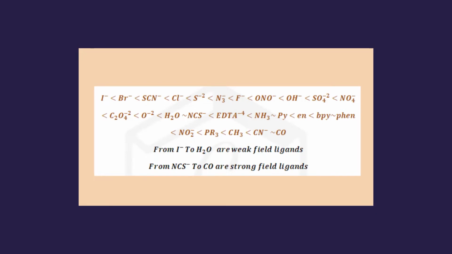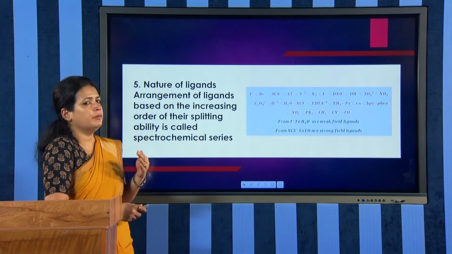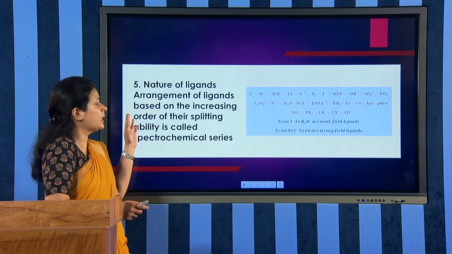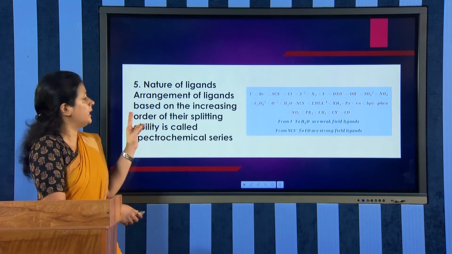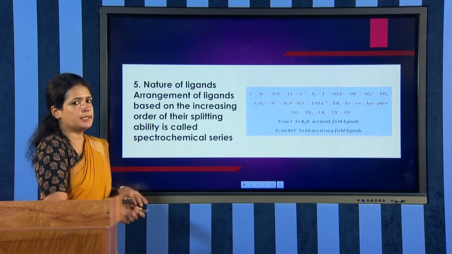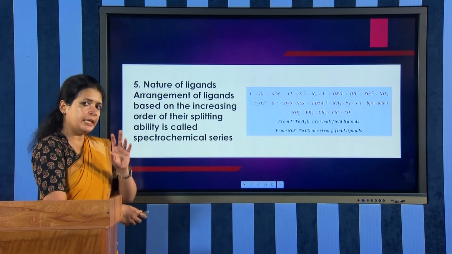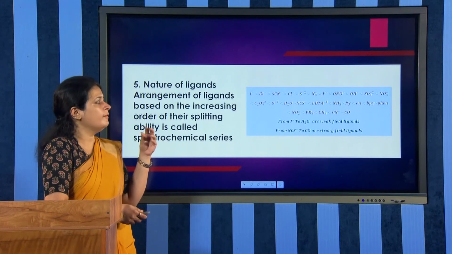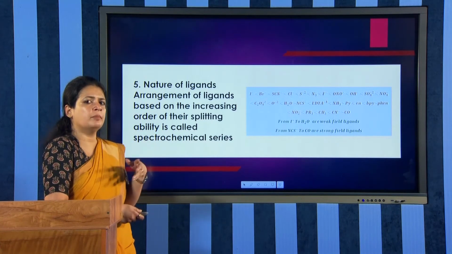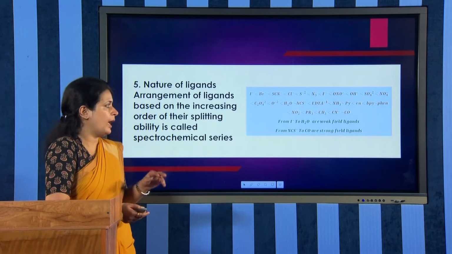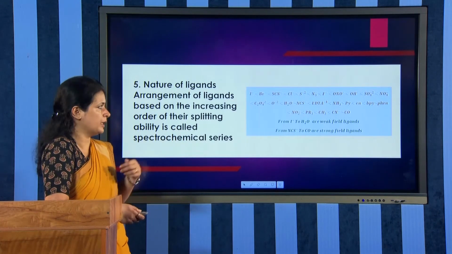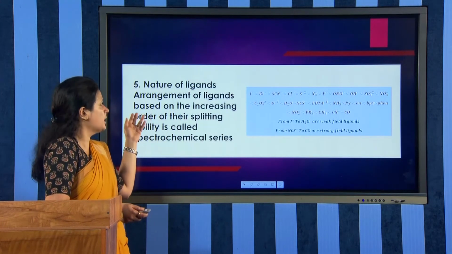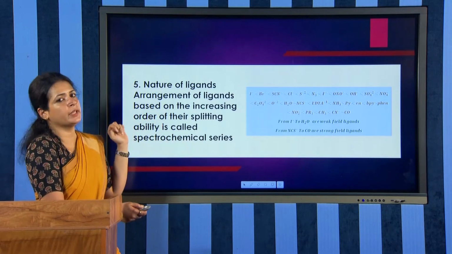Now, another factor is the nature of ligands. We have studied different types of ligands, that is weak field ligands, strong field ligands, etc., which were discussed in the earlier classes. Since there are different types of ligands, there is an arrangement of the ligands based on the increasing order of their crystal field splitting ability. Different ligands have different nature of splitting. Weak field ligands are not much capable of splitting, and strong field ligands are very much capable of splitting.